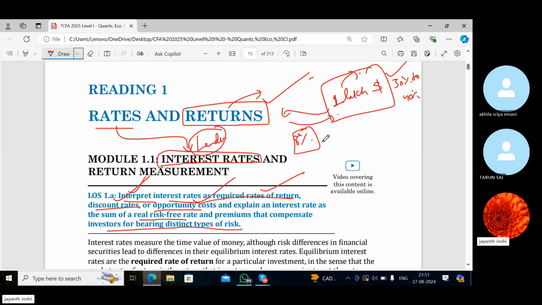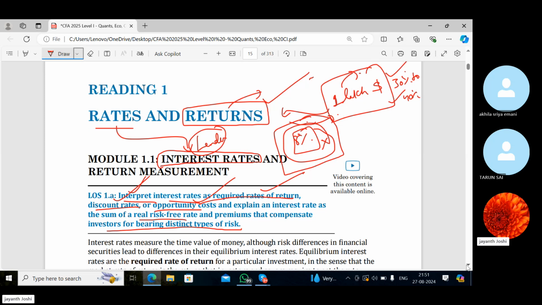Henceforth you are not going to earn 8% returns, because you opted to do this rather than that. You had the opportunity to invest your money in this way as well, but you opted for this because it seems better to you. So this opportunity of earning 8% is lost. That is opportunity cost. So you can say that interest is opportunity cost, and they are also asking whether you can explain that interest rate is nothing but, let's say, what?